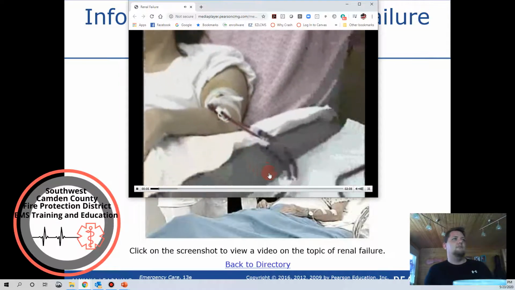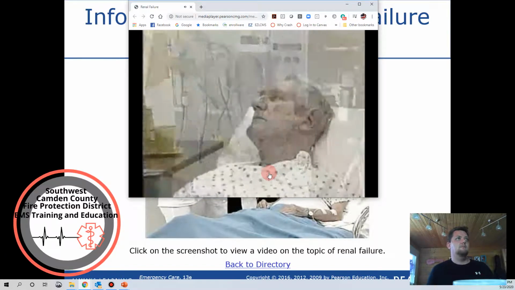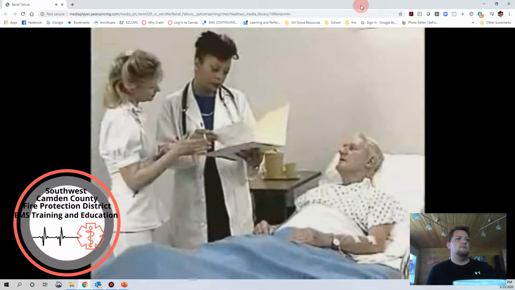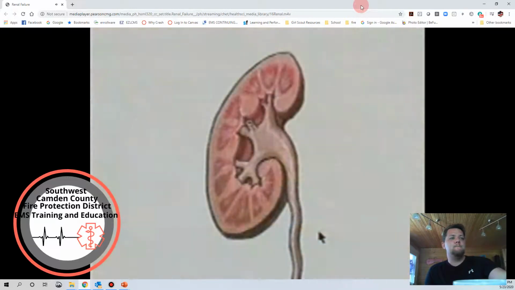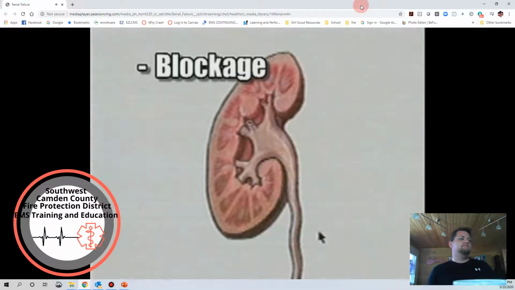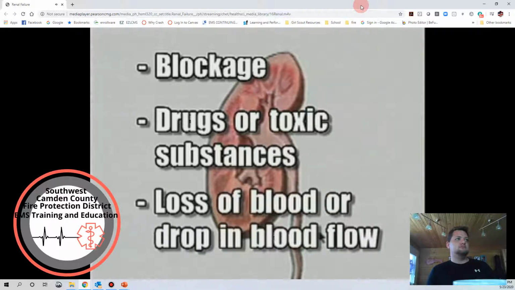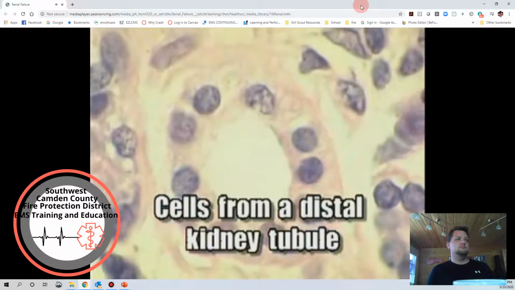There are two types of renal or kidney failure: acute and chronic. Acute renal failure is the sudden loss of kidney function that develops as a result of an injury or damage to the body in general, or the kidneys in particular. Acute renal failure is caused by a blockage of urine flow out of the kidneys and into the bladder, exposure to certain drugs and/or toxic substances, or significant loss of blood, or a sudden drop in blood flow to the kidneys.